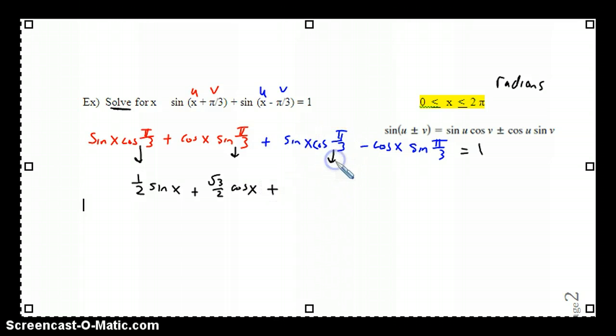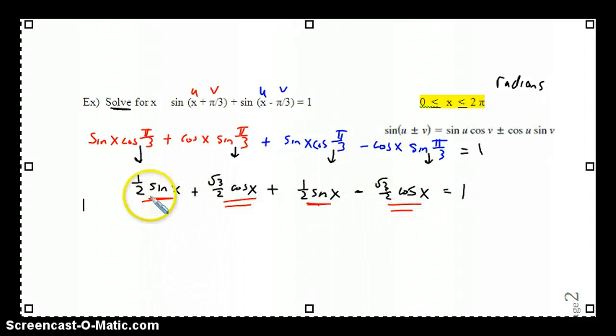Again, do this part first. Cosine of pi over 3 we already said was 1/2. Bring down your minus sign. Do this part next. Sine of pi over 3 was square root of 3 over 2, and then bring down the cosine of x. So what I'm noticing is I've got a couple different sets of like terms. I've got some sine of x's, and then I've got some cosines of x's. Half plus half makes 1, so this is 1 sine of x. Square root of 3 cosine of x minus square root of 3 cosine of x will actually cancel each other out. And so now this whole thing equals 1.